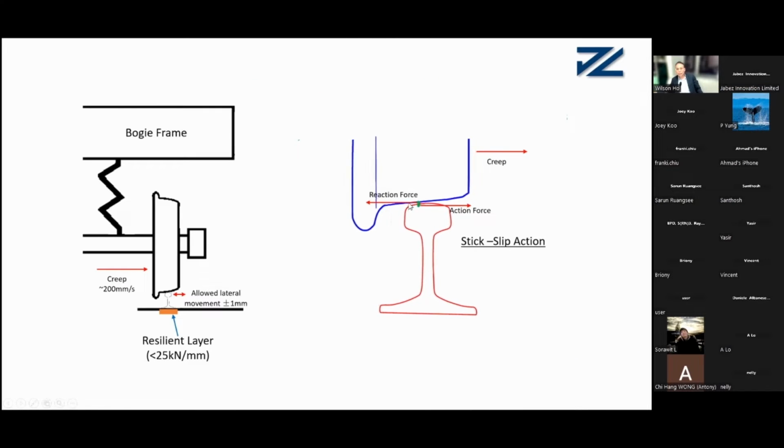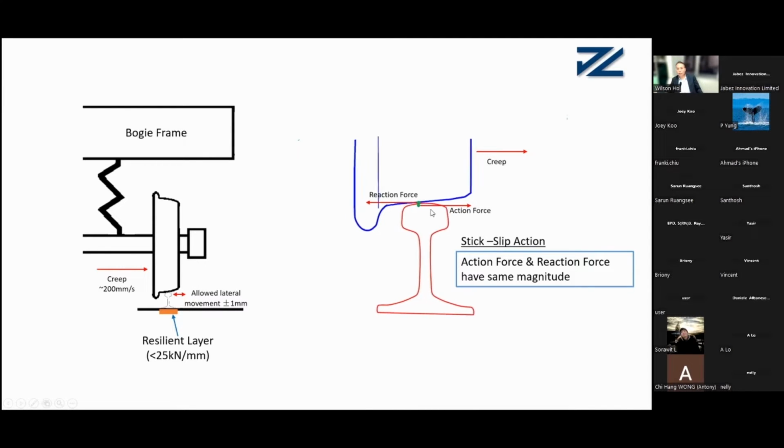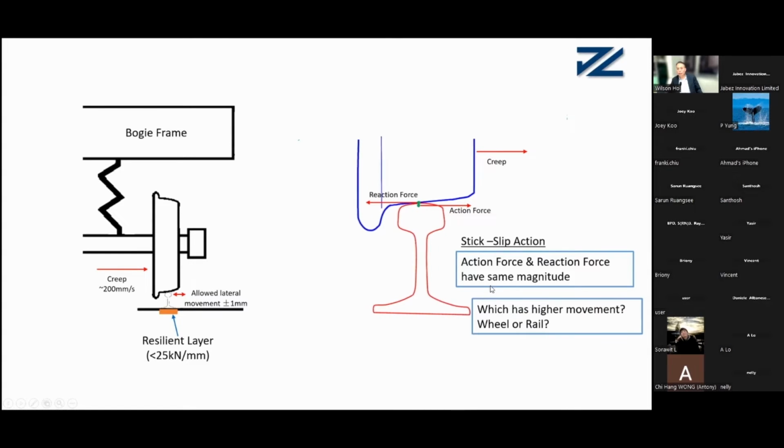There is a stick slip action when the wheel travels along a curve: it accumulates the grip force until the grip force is larger than the friction force. It has a slippage, and this slippage has action and reaction forces. They have the same magnitude. The force pushing the wheel is the same as the force pushing the rail. Then we ask a question: which one has higher movement? The wheel has higher movement or the rail has higher movement?